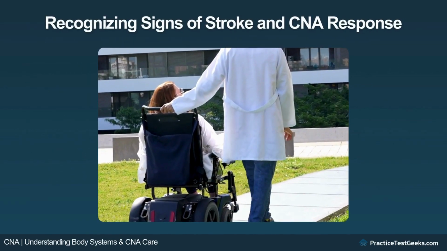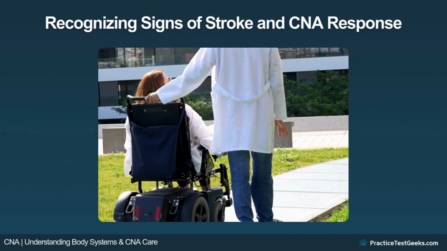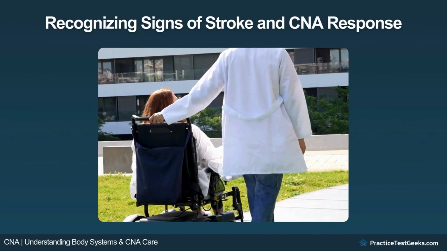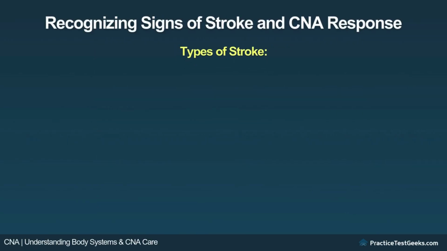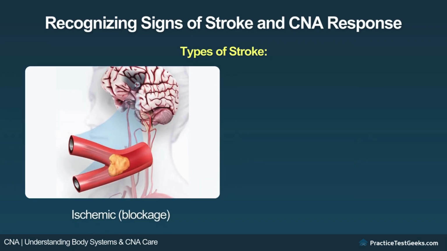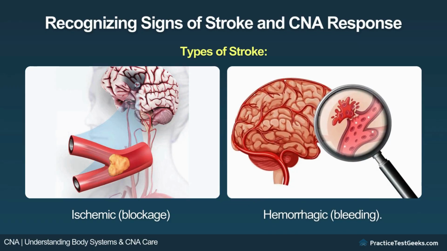Stroke occurs when blood flow to the brain is interrupted, causing brain damage. Rapid recognition is crucial to reduce lasting effects. Types of stroke. First, it is important to understand that there are two main types of stroke. Ischemic stroke, which occurs when a blood clot or blockage interrupts blood flow to the brain. Hemorrhagic stroke, which happens when a blood vessel in the brain ruptures, causing bleeding. Although the causes differ, the outward signs may look very similar.